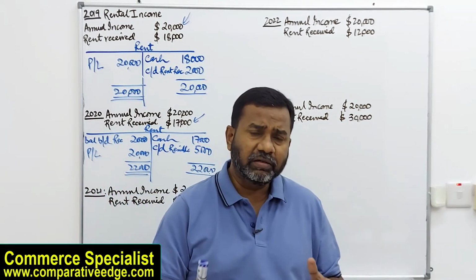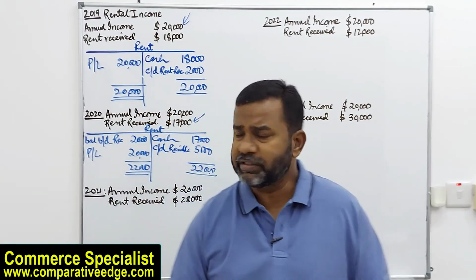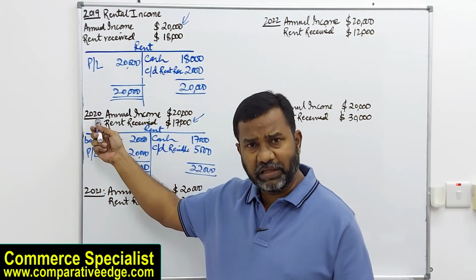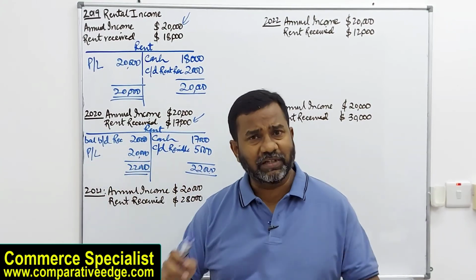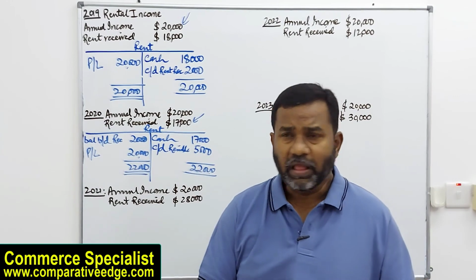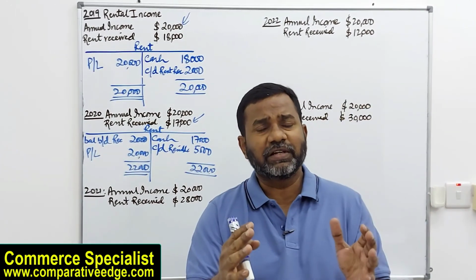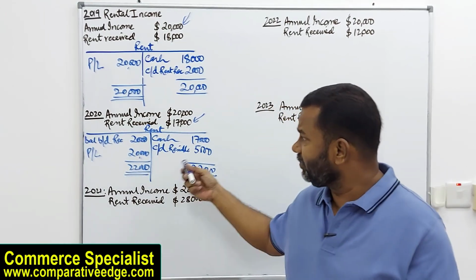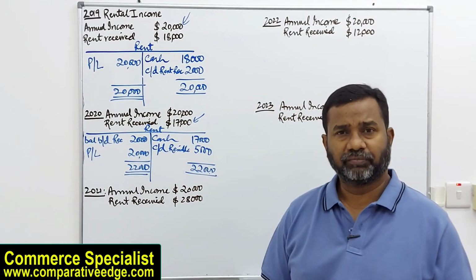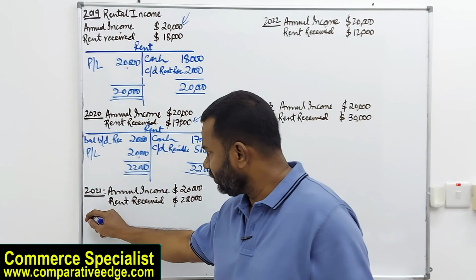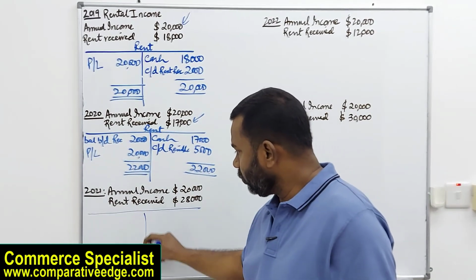So if I make my financial statements at the end of year 2020, this 20,000 will go as an income, rental income, and this receivable of rent 5,000 will go in the asset among the current assets as rent receivable 5,000. Example continues here. Next year, what is happening?